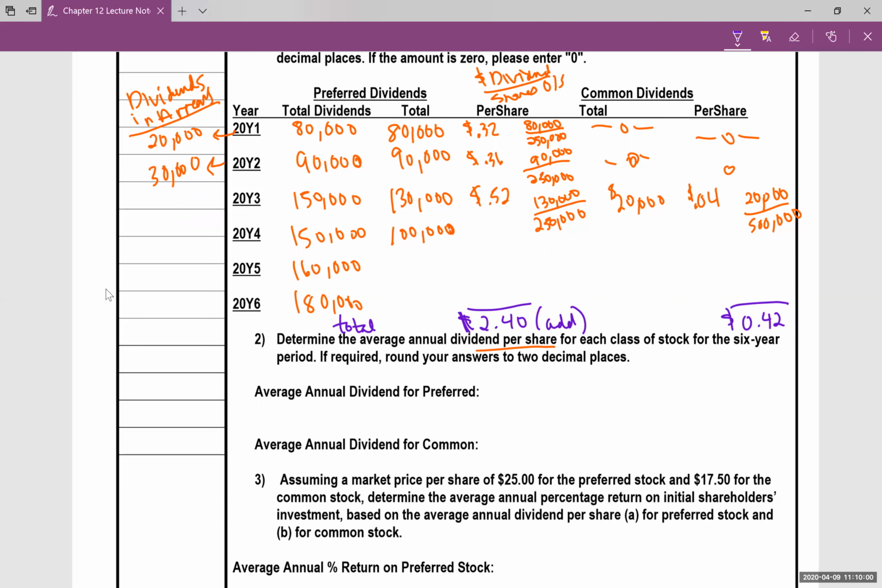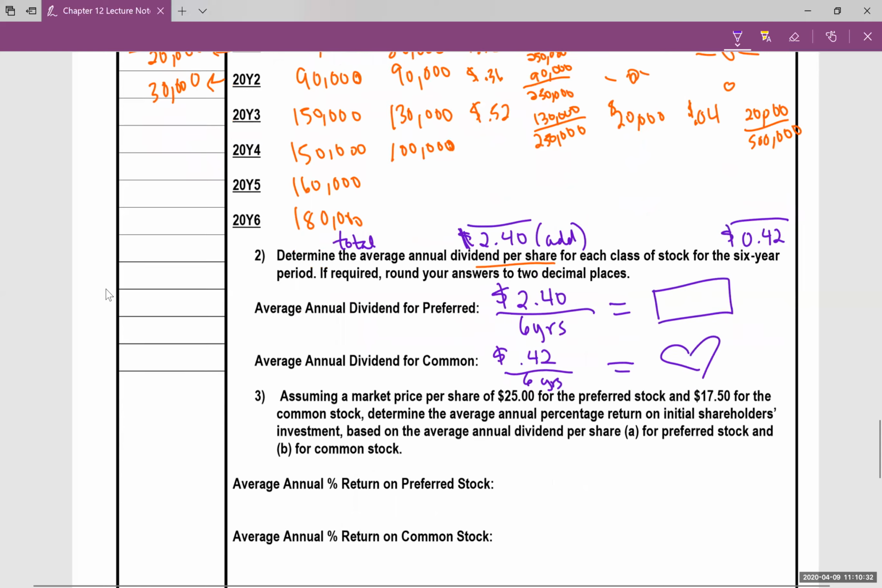So the average annual dividend for preferred, you are going to take the 240 and divide that by 6 years. Okay, let's say that answer is box. Then the average annual dividend for common, you're going to take the 42 and divide that by 6 years. And let's say that answer is heart. So whatever you get there.